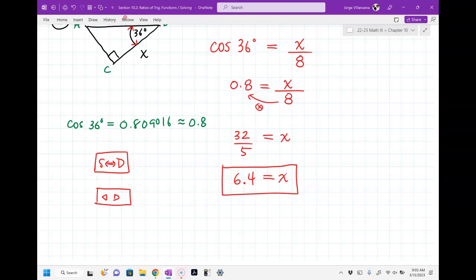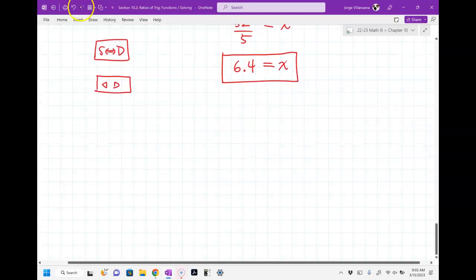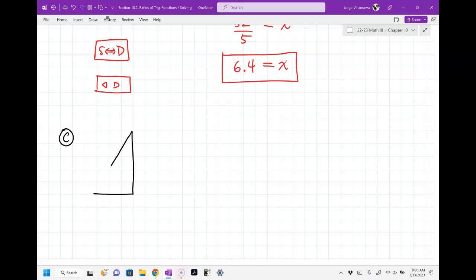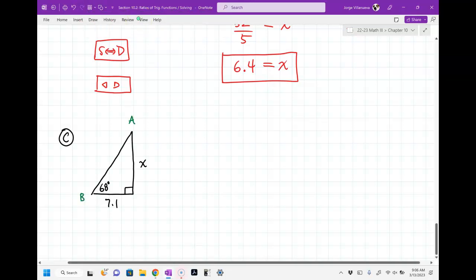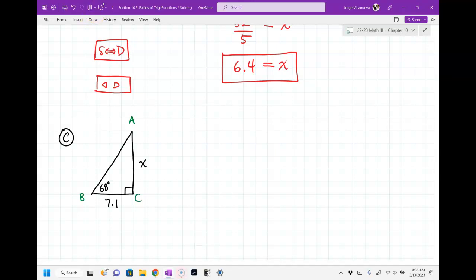So let's do one more that's considered a tangent function. I'm checking to see if we have one. Yeah, we do right here. So one more of these things, and then I'll let you guys kind of work on it. So the triangle looks like this. This is x. This is 68 degrees, 7.1. This is A, B, and C. Usually the letter C is always reserved for the hypotenuse, just so you guys know. But sometimes it's not.